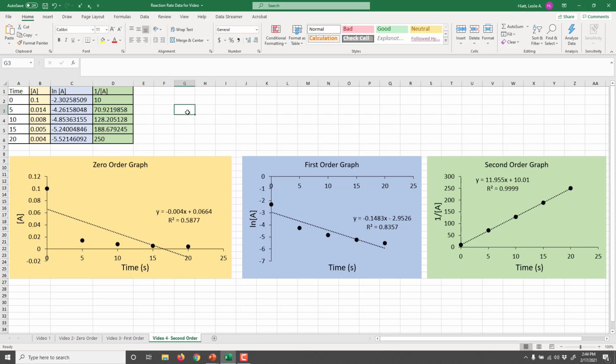Now for our final example. Same setup as before. You've got your concentration, natural log of concentration, and 1 over concentration. Here you've got your 0 order. See how poorly that fits a linear trend line? Not at all. R squared value of 0.588. Also not great for first order, but here we go. Second order graph, very nice fit to a linear trend line. So we've got R squared equals 0.9999.